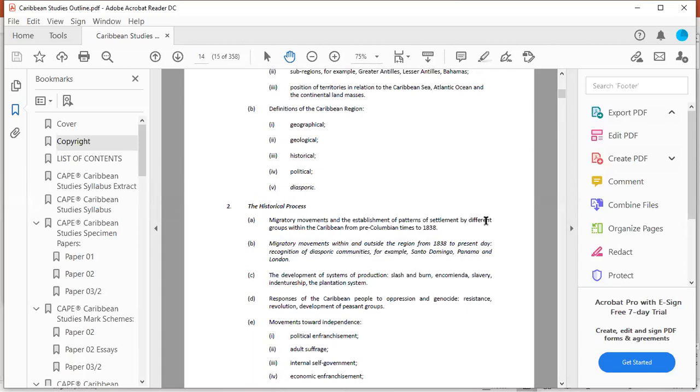establishment of patterns of settlement by different groups within the Caribbean from pre-Columbian times to 1838. What we are doing now is that so far we would have looked at some of the different groups that migrated to the Caribbean, or what we consider the Caribbean today. Which are the different groups we have looked at so far? Any student? Sir, the Amerindians. So we look at the Amerindians. The next group? Europeans. The Europeans. And the next one? Africans. The Africans. So we would have also looked at the African.